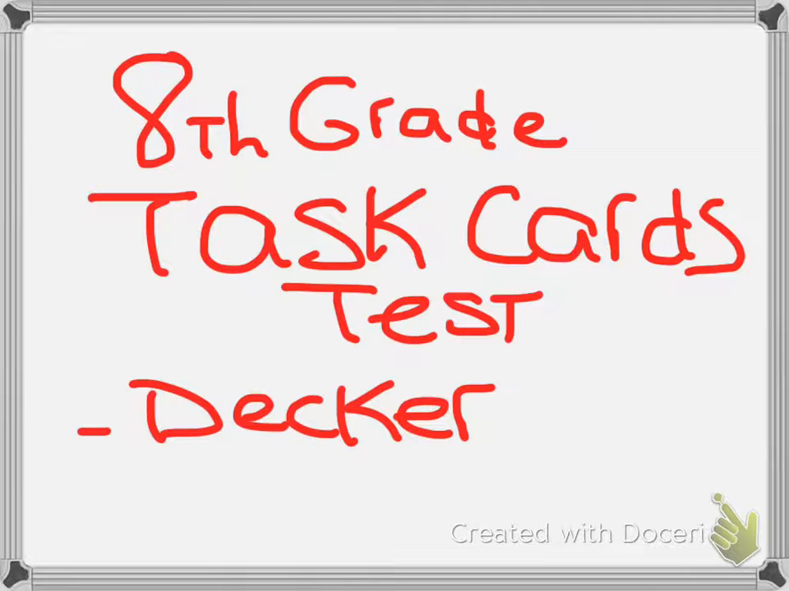Number 14, where did General Robert E. Lee surrender to General Grant on April 9, 1865? Number 15, complete this sentence. Prior to the Civil War, the North's economy was based mostly on blank, while the South's was based on blank.